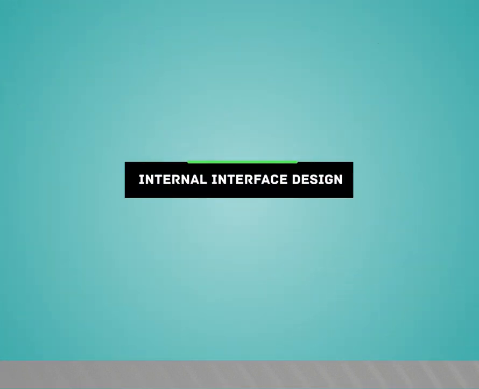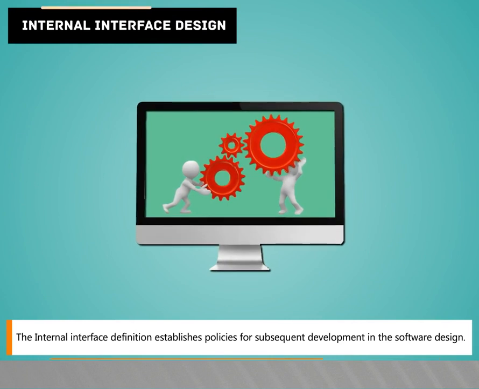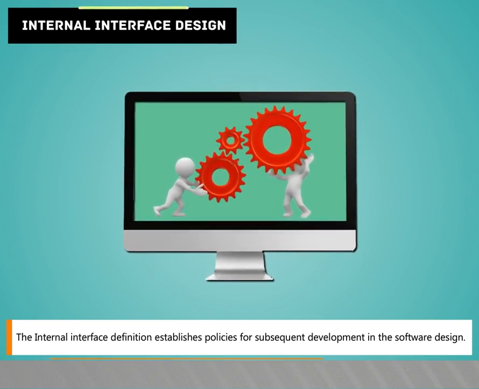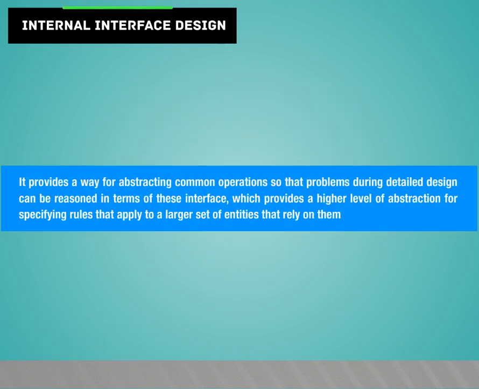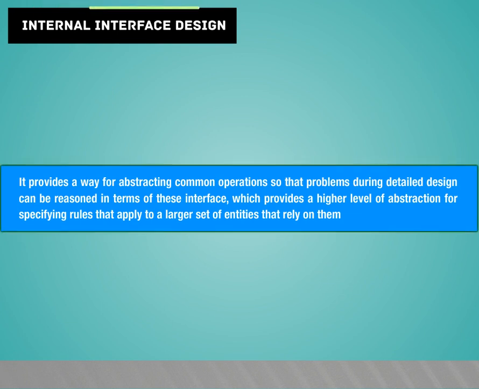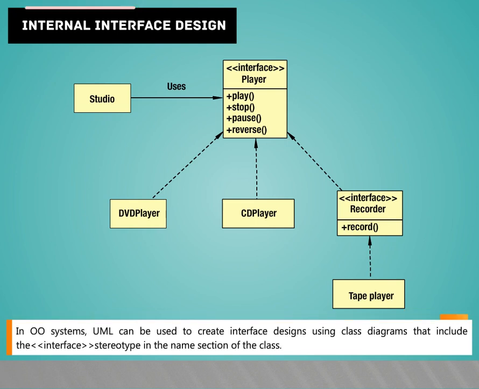Internal interface design. The internal interface definition establishes policies for subsequent development in the software design. It provides a way for abstracting common operations so that problems during detailed design can be reasoned in terms of these interfaces, which provides a higher level of abstraction for specifying rules that apply to a larger set of entities that rely on them. In OO systems, UML can be used to create interface designs using class diagrams that include the interface stereotype in the name section of the class.